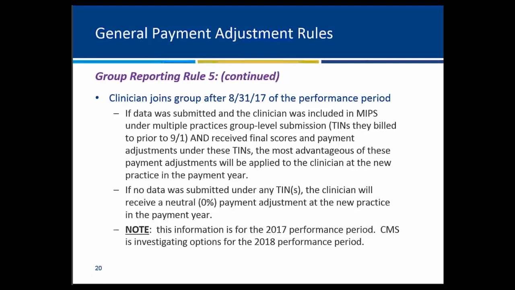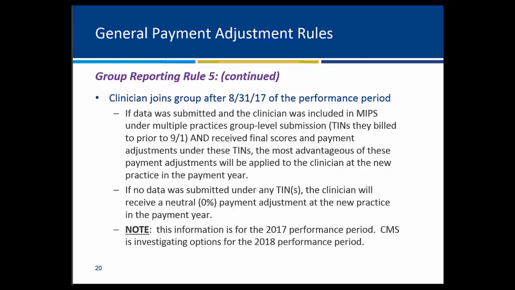And continuing for the clinician who joins the group after August 31st of the performance period, if the data was submitted and the clinician was included under multiple group level submissions, those would be TINs they billed to prior to September 1st, and then they received final scores and payment adjustments under those multiple TINs. CMS will take the most advantageous of those payment adjustments, and that will be applied to the clinician at the new practice that he started billing under September 1st in the payment year. Now, if no data was submitted under any PIN, the clinician will receive a neutral or 0 payment adjustment at the new practice in the payment year.